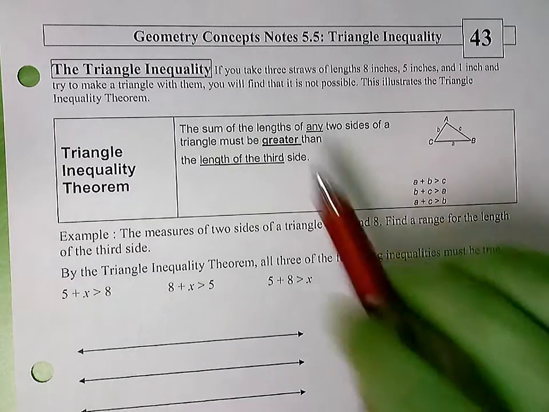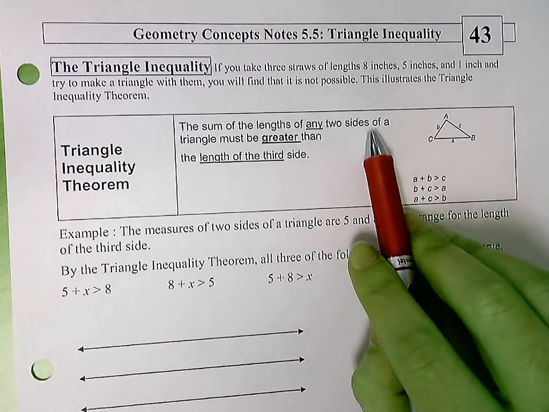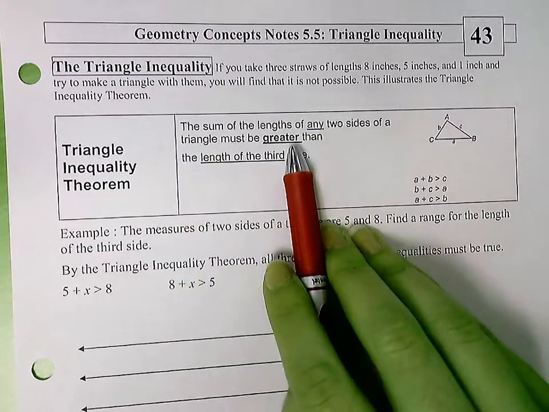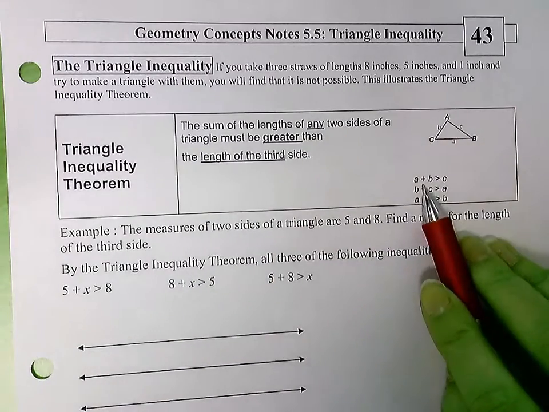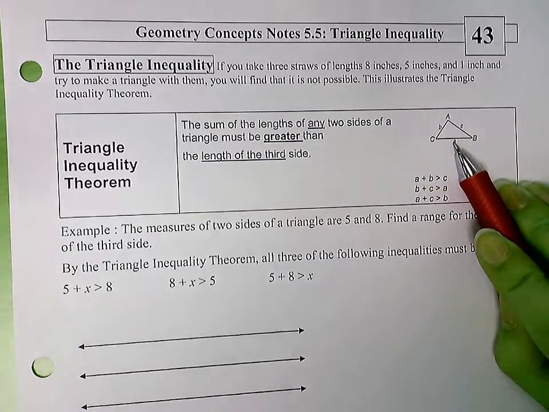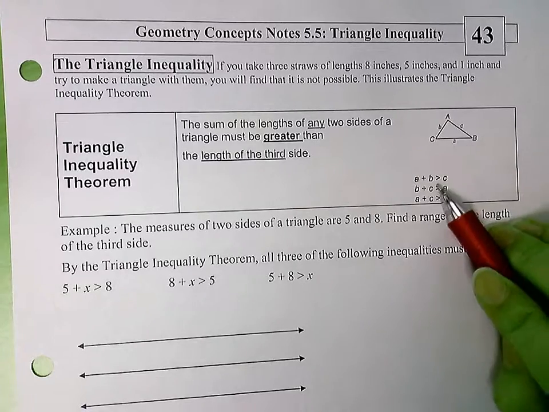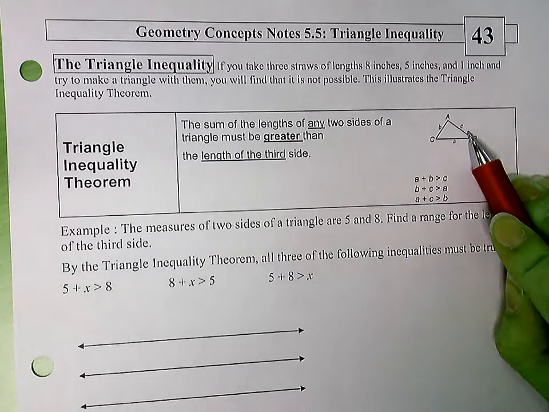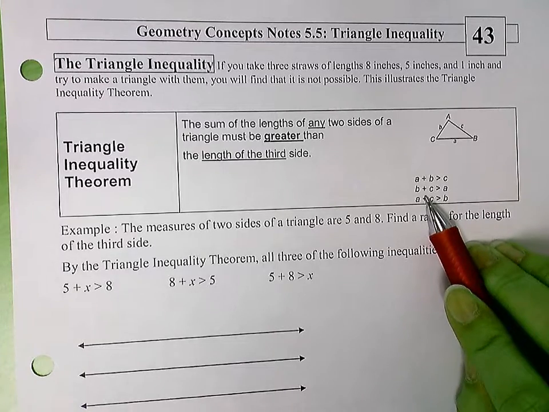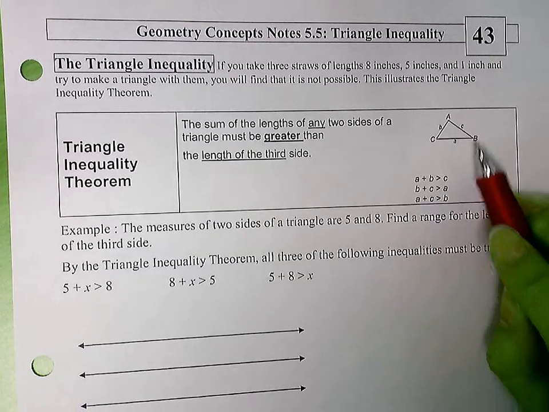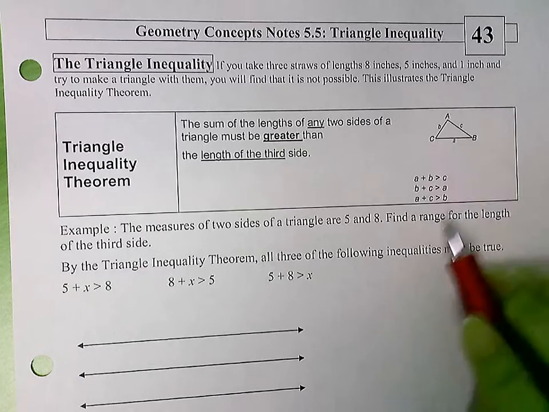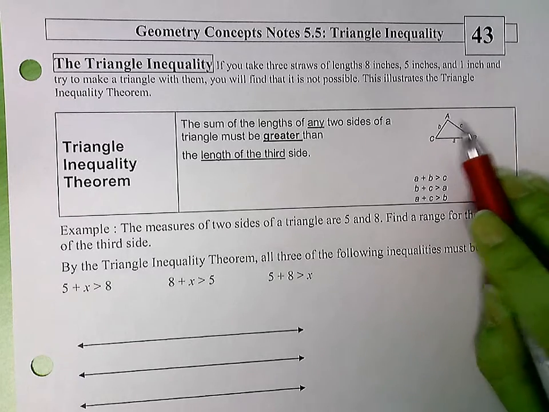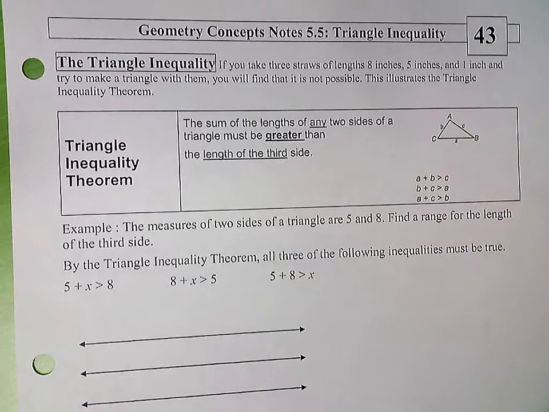So the sum of the lengths of any 2 sides of a triangle must be greater than the length of the third side. I can take sides A and B, add those together, and they have to be greater than that third side, C. Same thing with the next 2 sides: if I take side B and C, add those together, that has to be greater than side A. And A and C, added, have to be greater than side B. So adding those sides together has to be greater than the third.